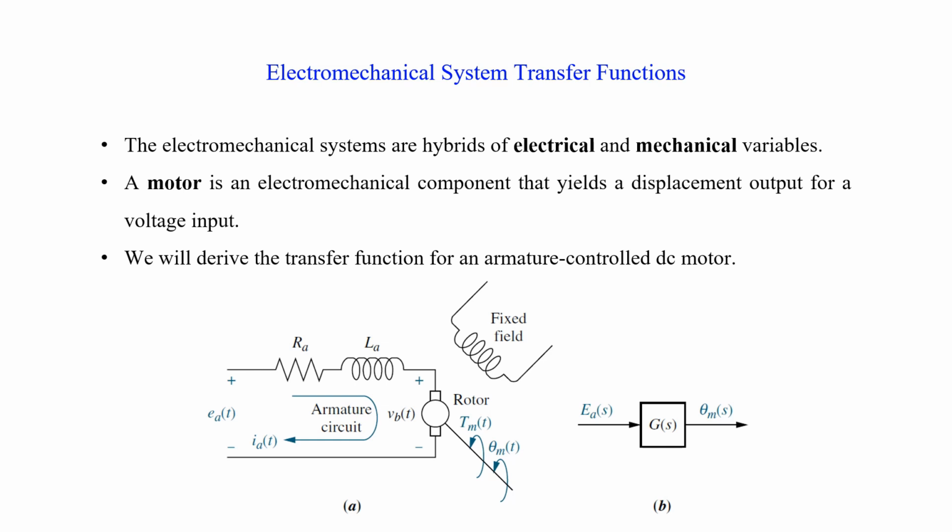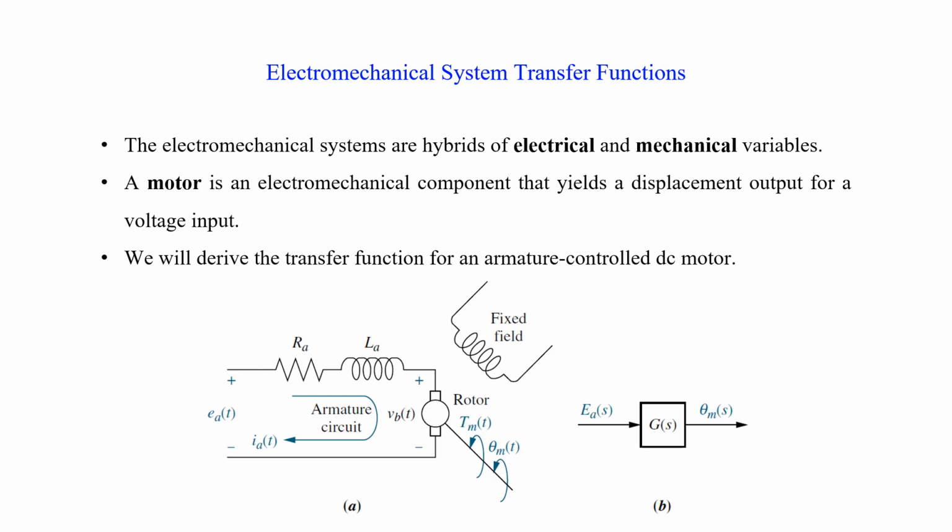We know that a motor is an electromechanical component that takes voltage as input and gives displacement as the output. So in this lecture, we will derive the transfer function for a simple armature controlled DC motor.